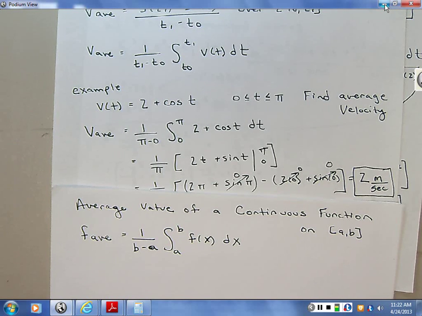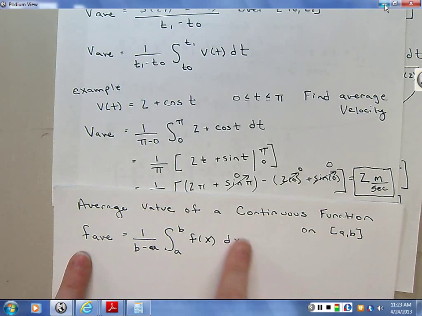I might give you a revenue function and ask for the average revenue over some time interval from 0 to 6 months. How much money did I make based on this function? What was the average income over this time interval? So you can do so much money per month. You can do so much money per day, depending on what they want there.